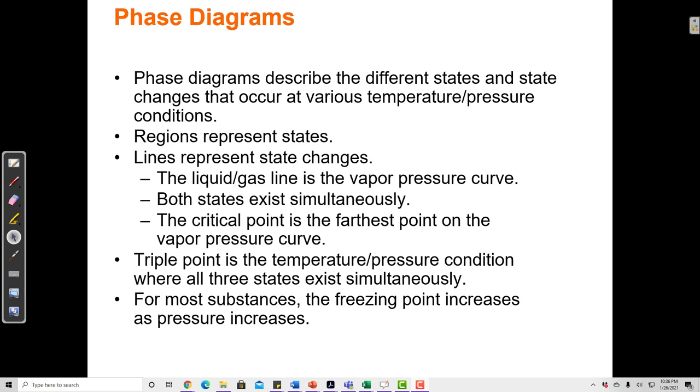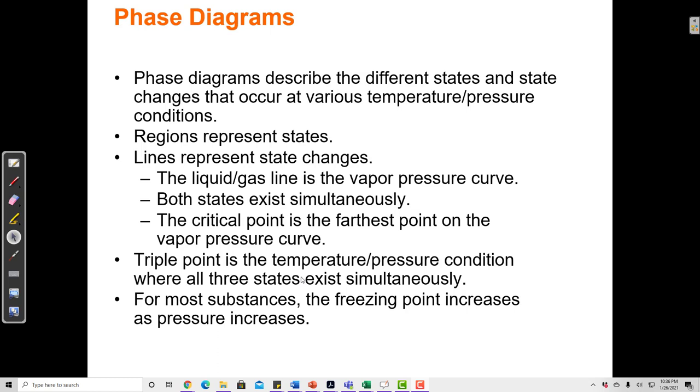Phase diagrams describe the different states and state changes that occur at various temperatures and pressures of different substances. So regions represent states and lines represent state changes, like from a liquid to a gas or a gas to a solid and so on. The triple point is the temperature/pressure where all three states exist simultaneously.